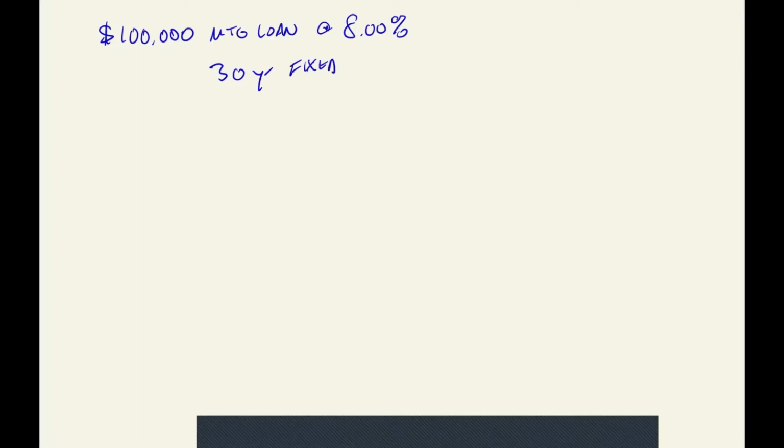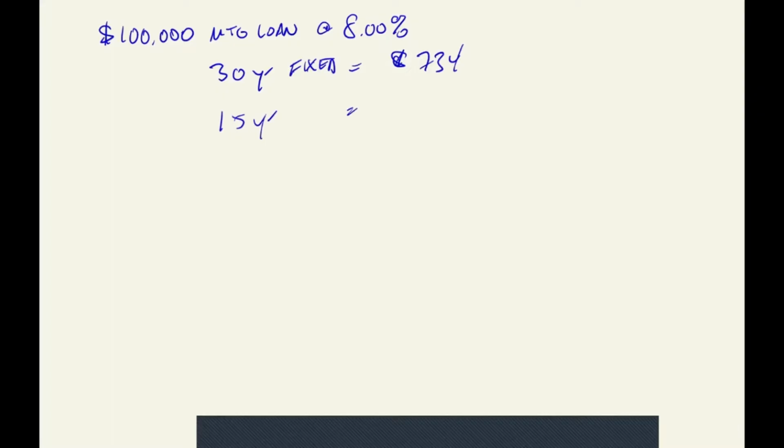So let me show you an example here. I'm going to share my screen. Real quick, the way that you would traditionally look at this is, let's say you had a $100,000 mortgage. We're just going to use some simple numbers here. At today's rates, which are currently above 8% at the time of this recording, if you take a 30-year fixed, your payment is going to be $734 a month.